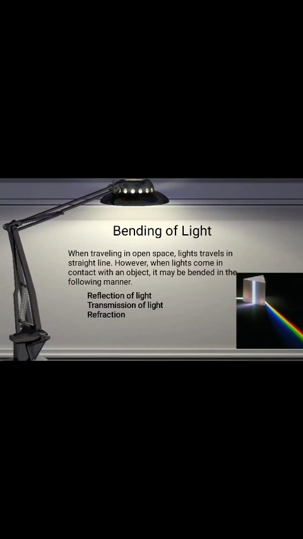Bending of light. When traveling in open space, light travels in a straight line. However, when light comes in contact with an object, it may be bent in the following manner: reflection of light, transmission of light, and refraction. Contrary to the absorption of light, transmission and reflection of light occur when the natural frequencies of vibration of electrons do not match the frequencies of the incident light.